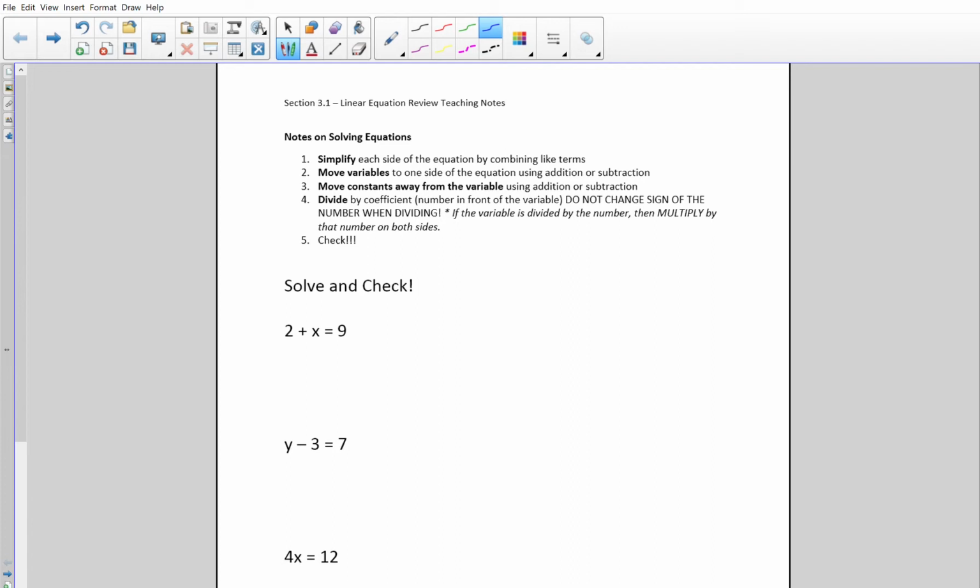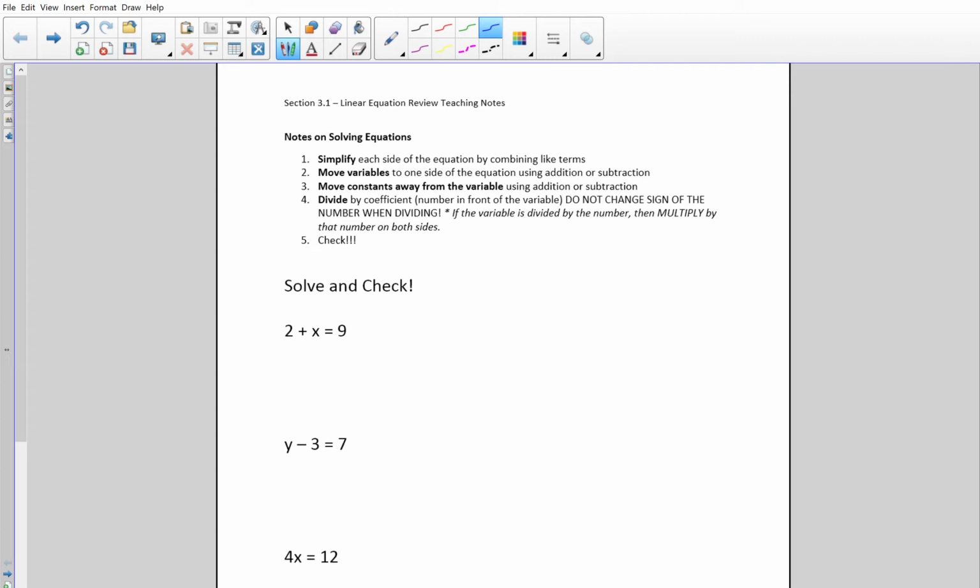At the very top of the page, we have notes on solving equations. These are my recommended steps for your ease in solving equations. You can see these in the text in section 3.1 on Blackboard, or you can come back to this video and take notes on these. However you want to do it, just make sure that you are aware of the order of operations when it comes to solving an equation. You're also welcome to use your calculators to help you with positives and negatives as we start working with some of the signed numbers.